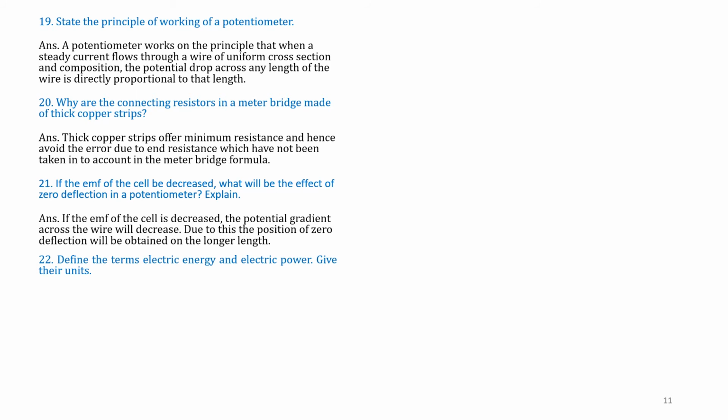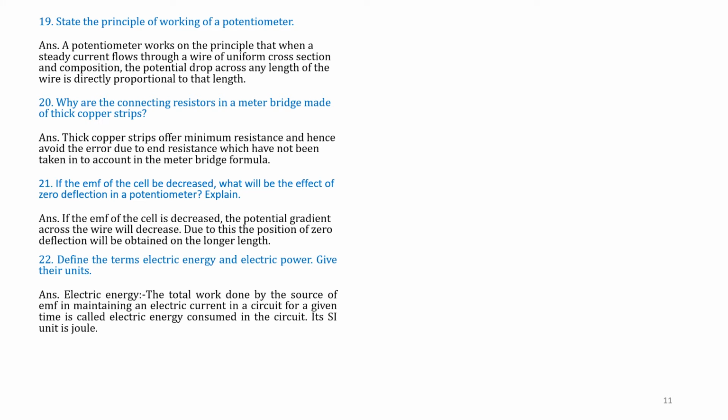Define the terms electric energy and electric power. Give their units. Electric energy: the total work done by source of EMF in maintaining the electric current in a circuit for a given time is called electric energy. Its SI unit is joules.